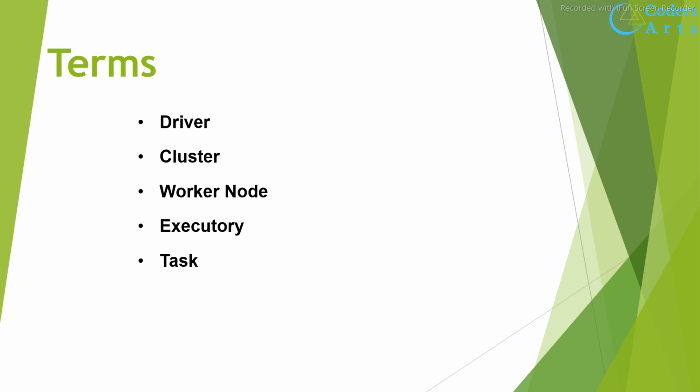Cluster manager is responsible for allocating resources across the applications, and Spark is able to run on a large number of clusters. Worker node is a slave node. It is responsible for running the application code in the cluster.